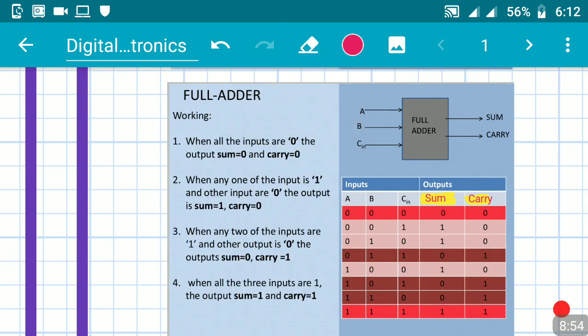Yes, we shall consider the first point. When all the inputs are 0, the output sum is equal to 0, carry is also equal to 0. When A is 0, B is 0 and C is 0, sum is 0 and carry is also 0. This is the first point. Whatever we write, we write from the truth table. Make this very sure.